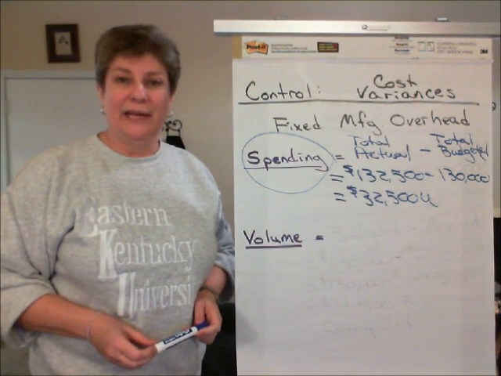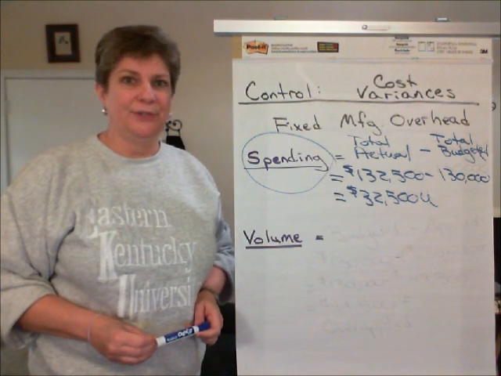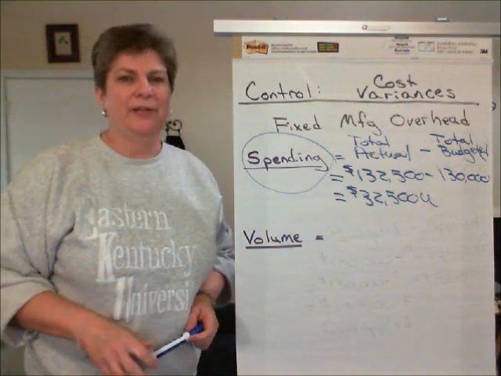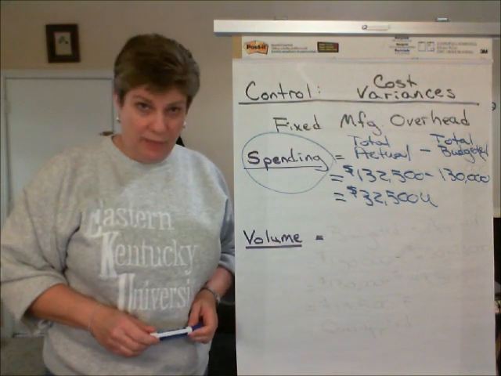Managerial accounting, planning and control, fixed manufacturing overhead variances. Now, the final variance that we're going to calculate is the fixed manufacturing overhead volume variance.